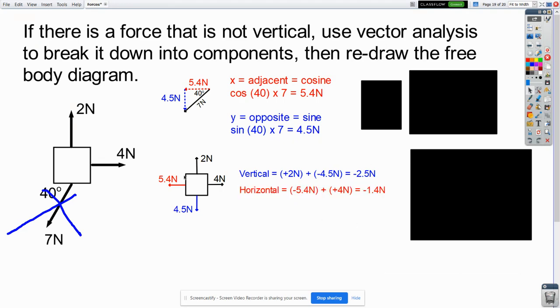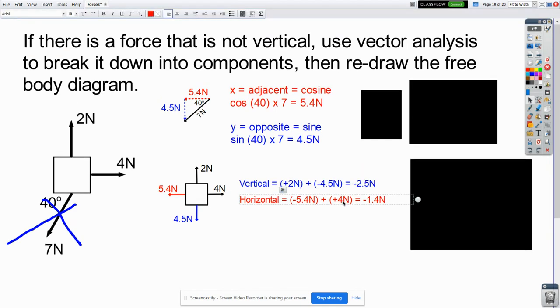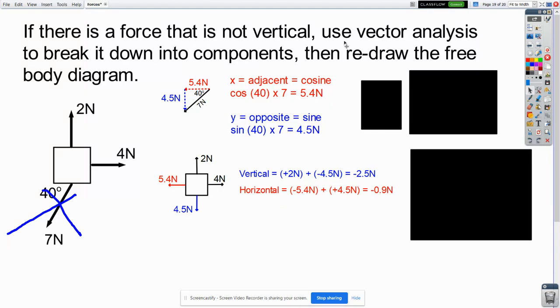In the horizontal, I have 4.5 newtons, or 5.4 again, another dyslexic moment. 5.4 newtons to the left, so there it is. And I have 4.5 newtons down, which apparently is 0.5 off. 5.4 minus 4.5 is 0.9. I'm gonna have to change the numbers over here as well.